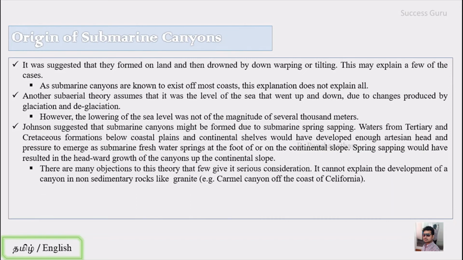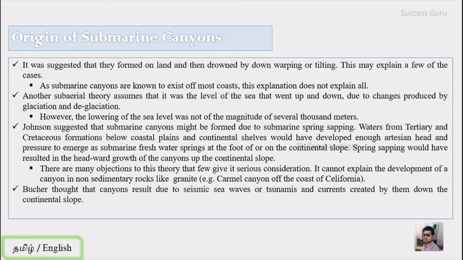There are so many objections to this theory that few give it serious consideration. It cannot explain the development of canyons in non-sedimentary rock, such as granite. So this theory cannot explain the formation of canyons in a granitic terrain where you may not expect the formation of an aquifer and a spring, right? An example is the Carmel Canyon off the coast of California, where you can see granitic rock with a submarine canyon in it.